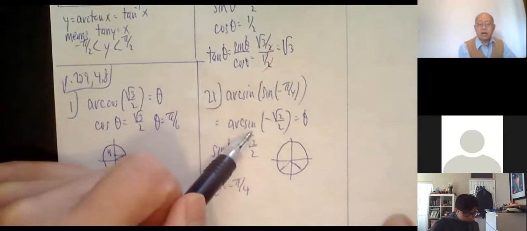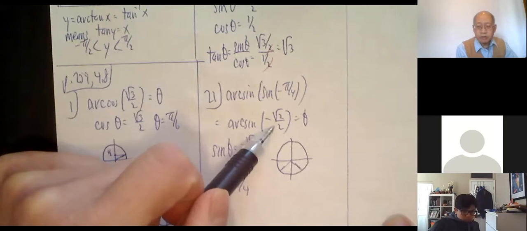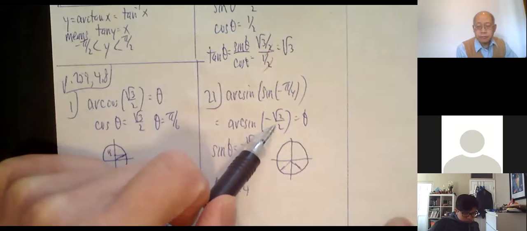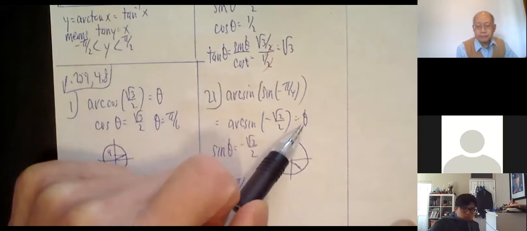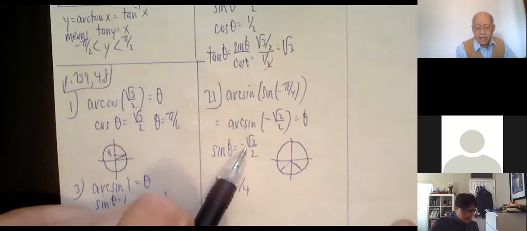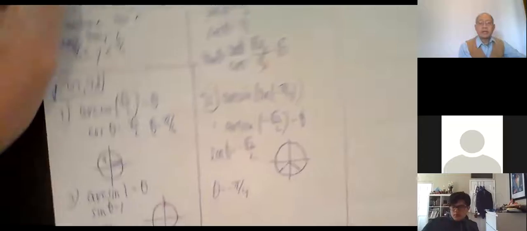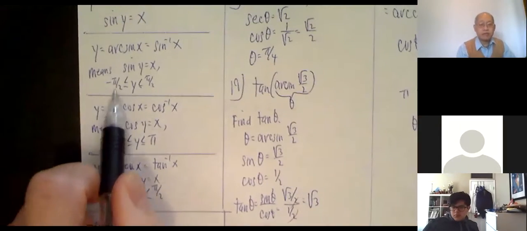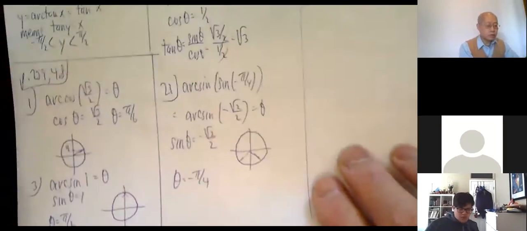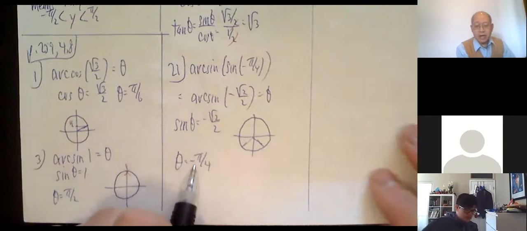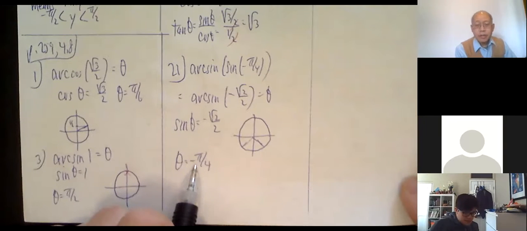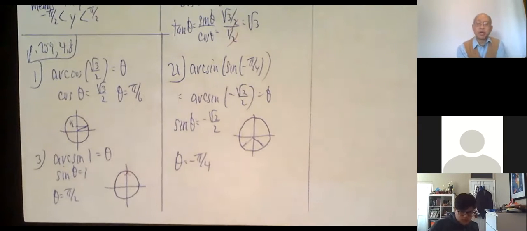Okay, so now I'm taking the arc sine of negative radical 2 over 2. Yeah, temporarily call that theta. So sine of theta is negative radical 2 over 2. Okay, we trace our steps. And for inverse sine or arc sine, we need an angle between negative pi over 2 and pi over 2. Well, that does bring me back to negative pi over 4. Okay, so in this case, the answer is negative pi over 4.